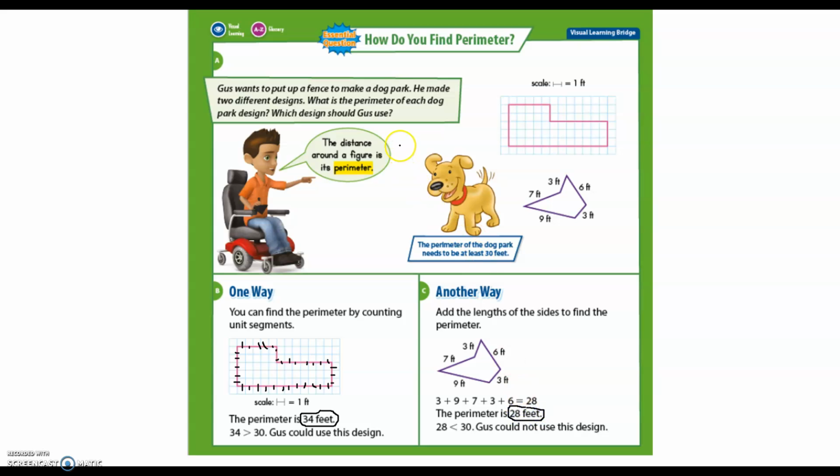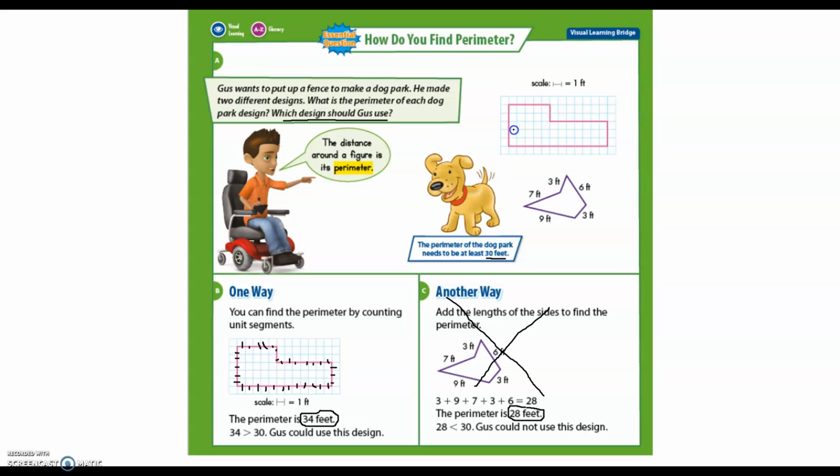Now, up here, I see that we need to figure out which design Gus should use. And we know that the perimeter has to be at least 30 feet. That information was down here. Now looking at this shape, it's 34. So is it at least 30 feet? Yes. Is this one at least 30 feet? No. So our answer is this first shape right here is the one that Gus should use.